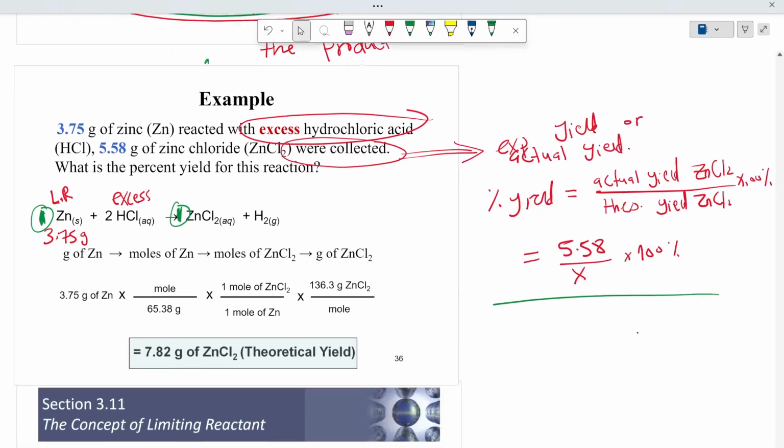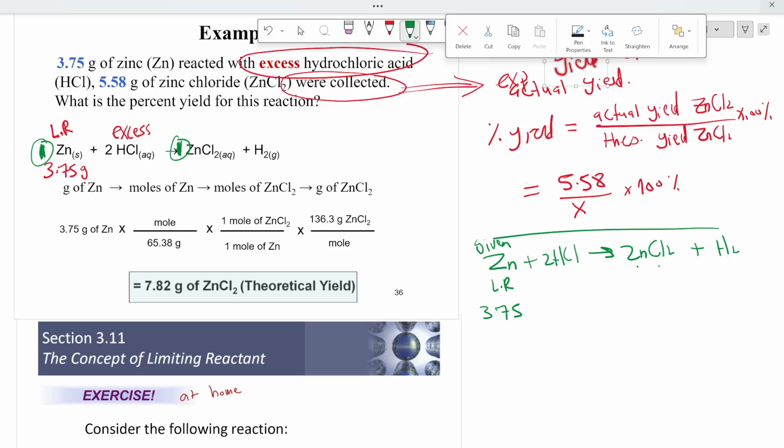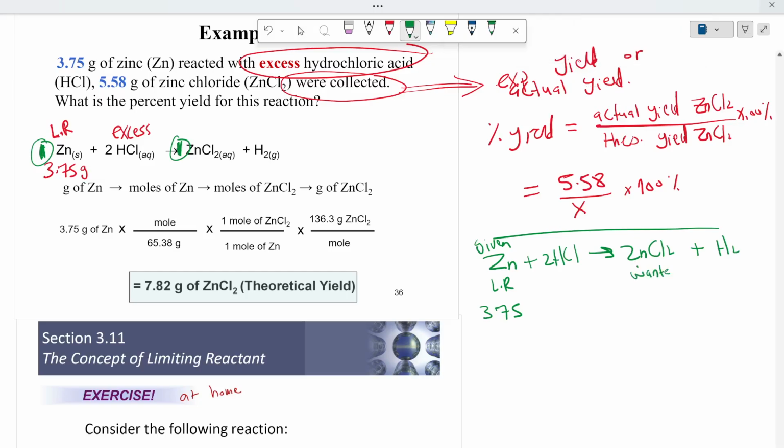Let's write the equation again here. Zinc plus 2HCl gives ZnCl2 and H2. Here is the limiting reactant, which is given, 3.75. It's given. And now we need to determine the mass of zinc chloride. So the ratio between given and wanted is 1 to 1. Write it here: 1 mole of zinc to 1 mole of zinc chloride.